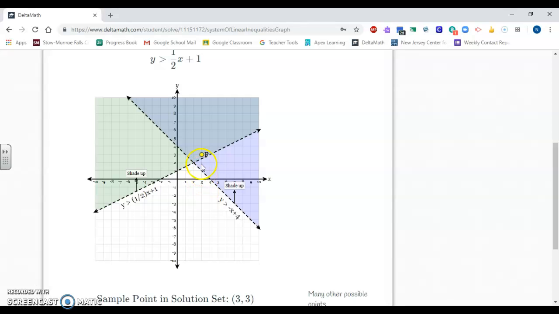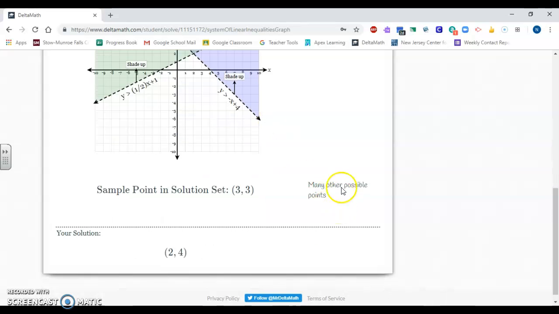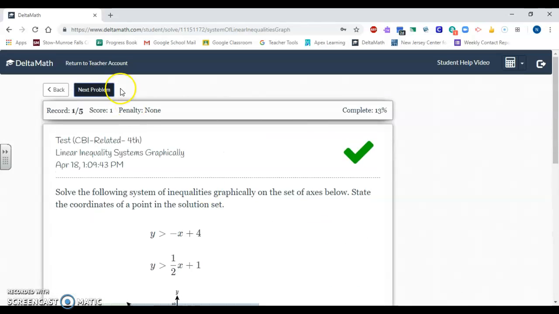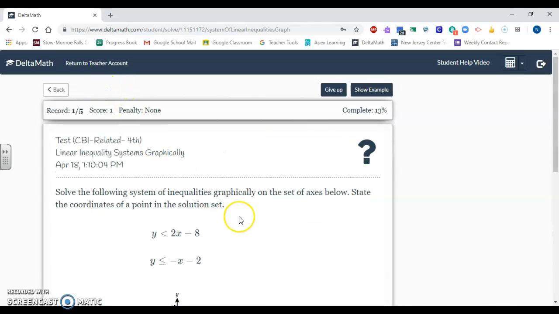I just picked that point. They picked a different sample solution point is all they refer to it as. It just needs to be some random point within the overlapped region. Okay. Notice here it said many other possible points that we have. All right. Let's walk through one more, and then we'll go from there.